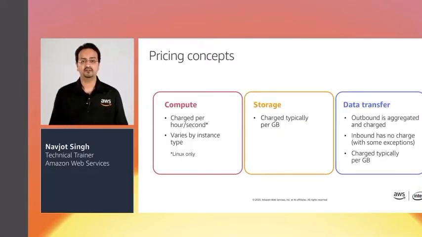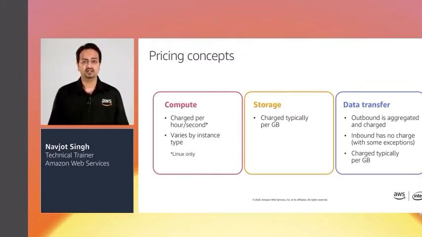There are 3 fundamental pricing concepts for AWS services. For compute resources, they are billed by the second for Amazon Linux OS and Ubuntu, and per hour for the Windows operating system. Note that any operating system, such as Red Hat Linux, which requires a license, is also billed by the hour.